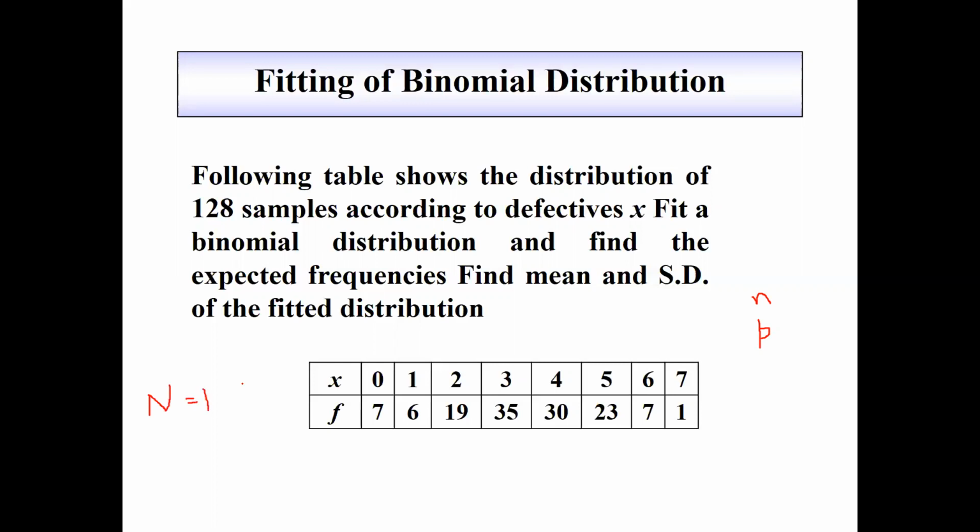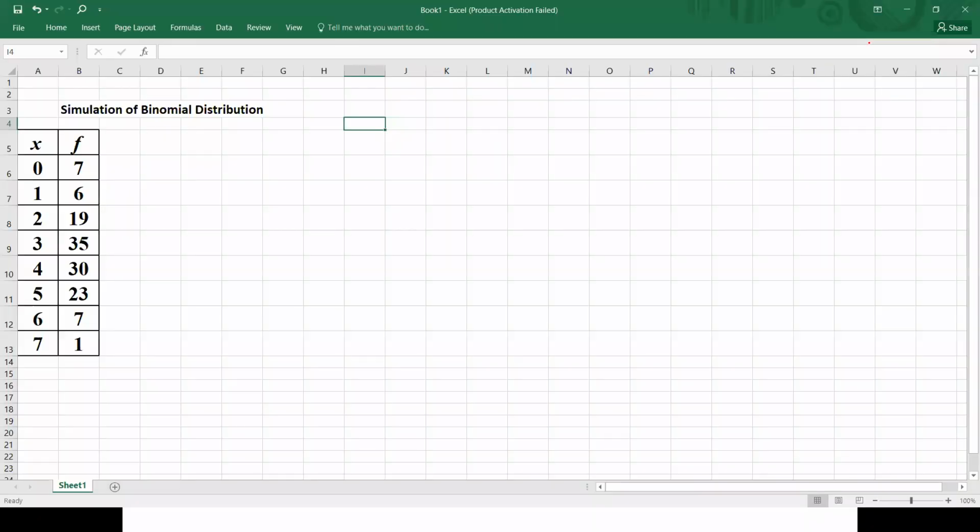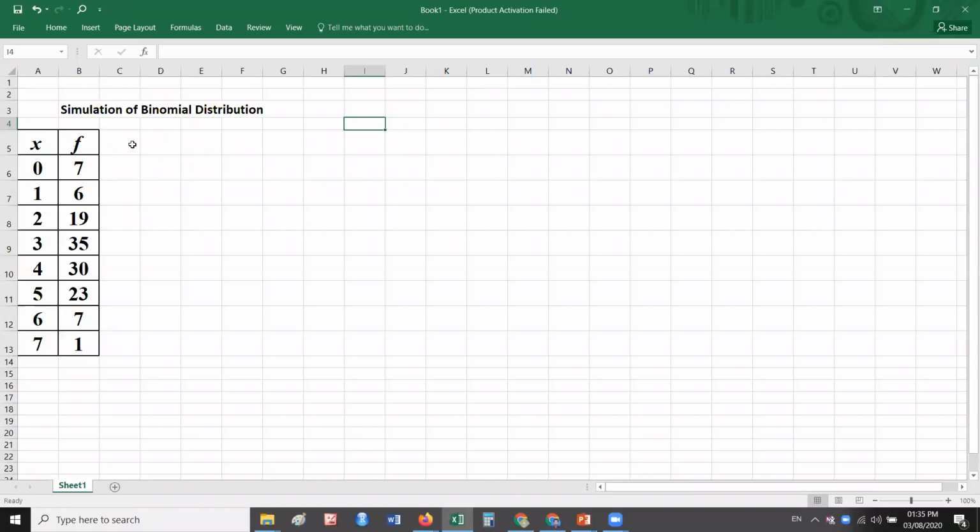In the first step, we have to estimate these parameters. One is N, the other is P. These two can be estimated. I will do this entire example in Excel. Now the data is taken into Microsoft Excel. The two columns are here. And the first step is to estimate N and P.